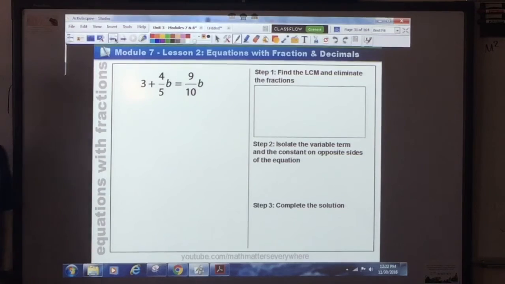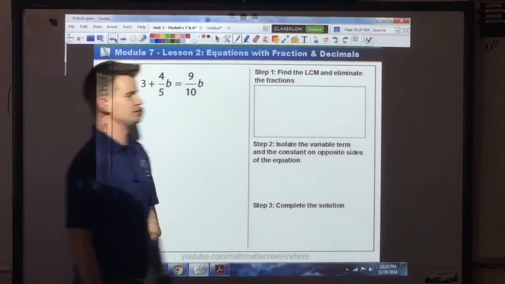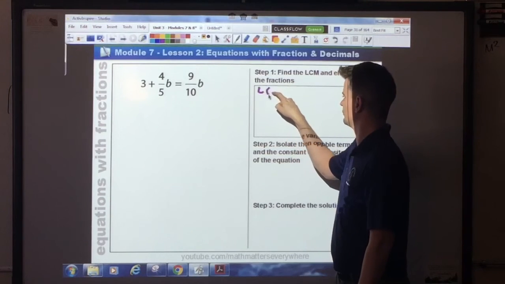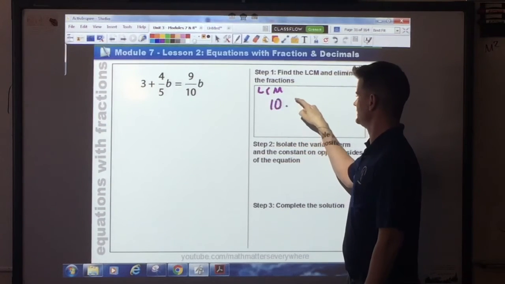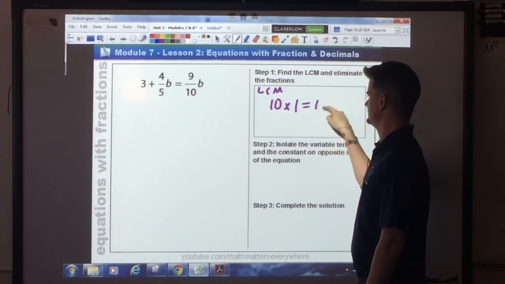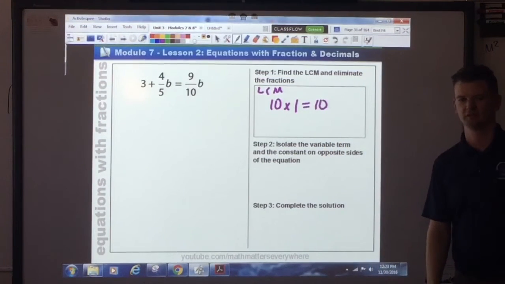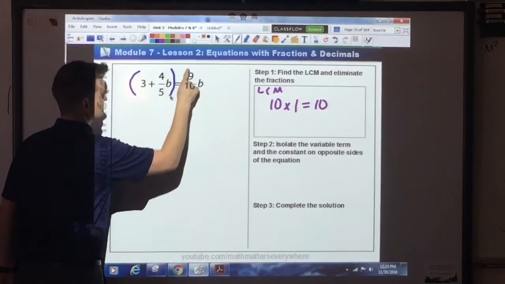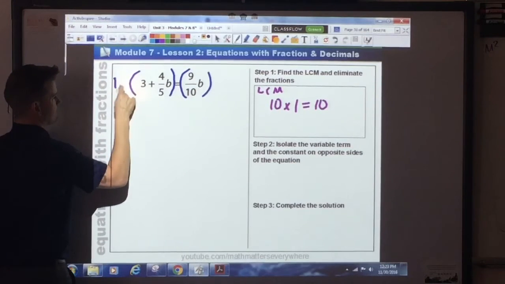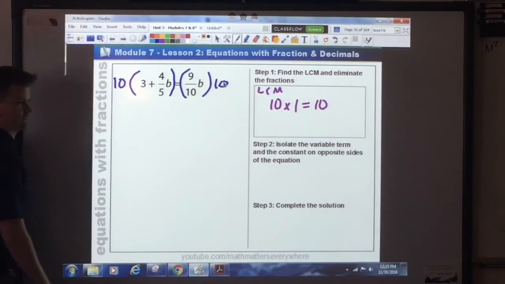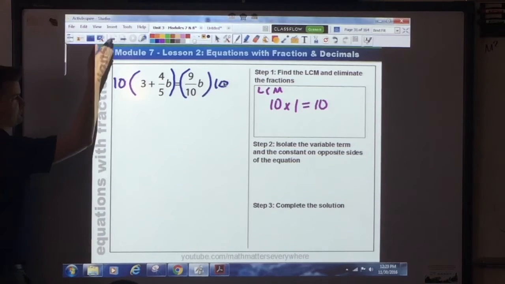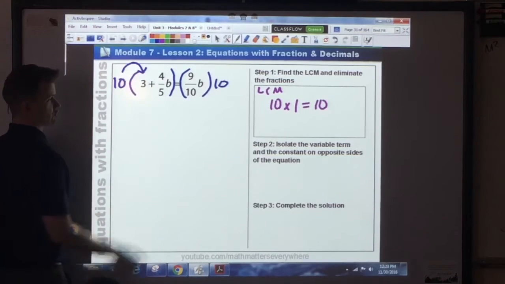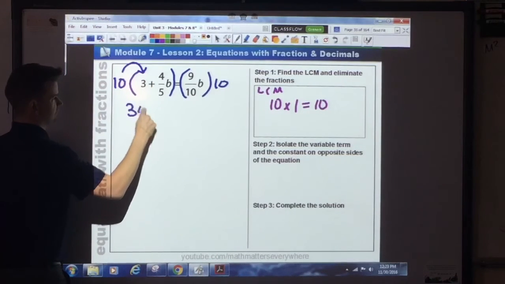So we still have to get rid of the fractions first. So same process. We have 5 and 10. Which one's larger? 10. So we need to find the LCM, and we're going to find the multiples of 10. 10 times 1 is 10. This one's pretty easy. Does 5 go into 10? Yes. Does 10 go into 10? Yes. So that one was pretty easy. So we multiply both sides of this by 10. Make sure you multiply every term in the parentheses. Don't forget the variables. 10 times 3 is 30.